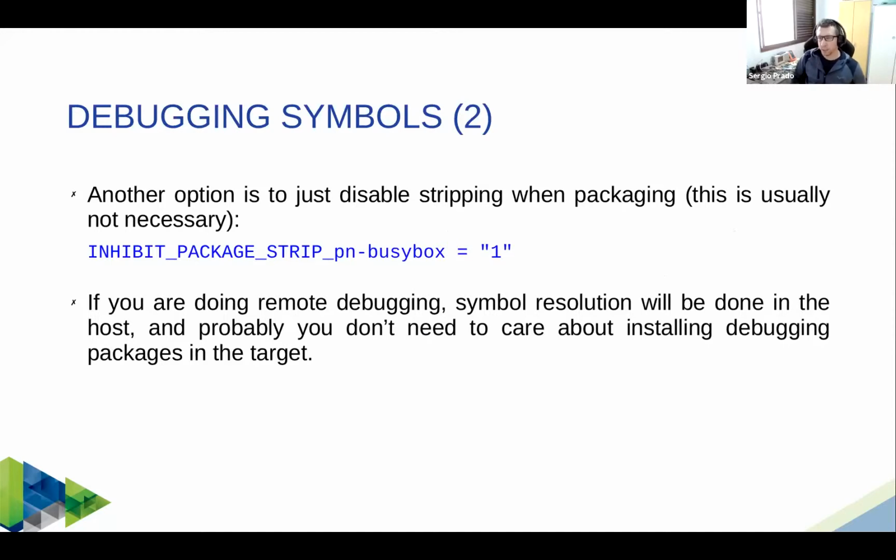A third option that's usually not necessary: you can just disable stripping the binary, and then you're going to have the debugging symbols there. So you can use INHIBIT_PACKAGE_STRIP, but usually that's not required. I usually install the debugging packages if that's what I need in the target. Remember that if you are doing remote debugging, you don't need the debugging symbols in the target. You will need the debug symbols only in the host. So if you are doing remote debugging, don't worry about installing source code or debugging packages on the target. There's no need for that.